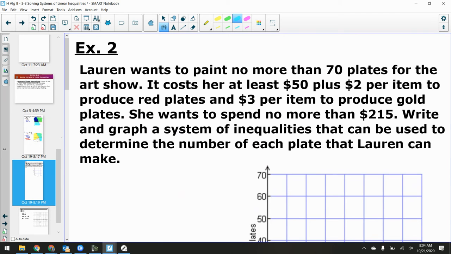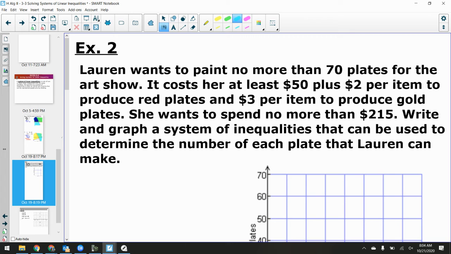Okay, let's take a look at a word problem here. Lauren wants to paint no more than 70 plates for the art show. It costs her $50 plus $2 per item to produce red plates, and $3 per item to produce gold plates.